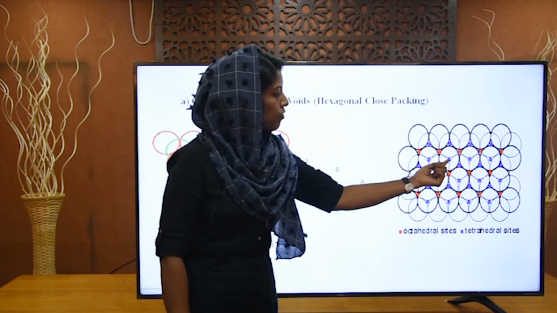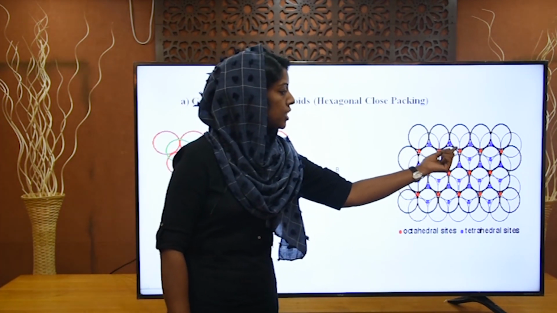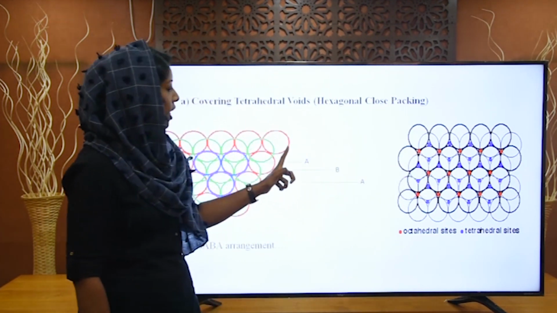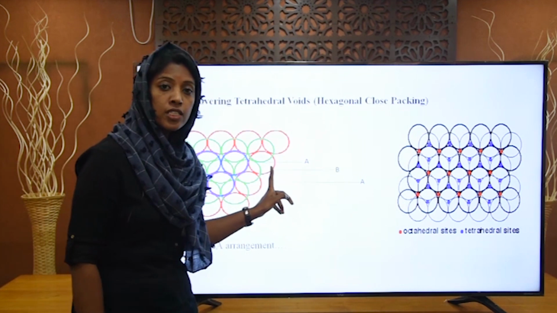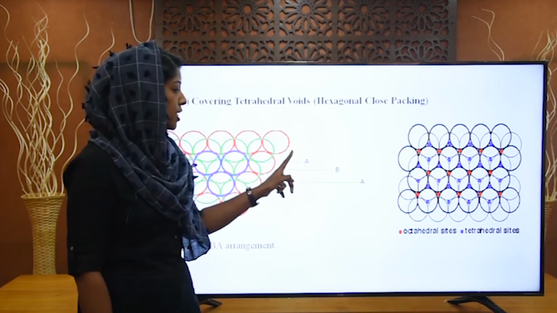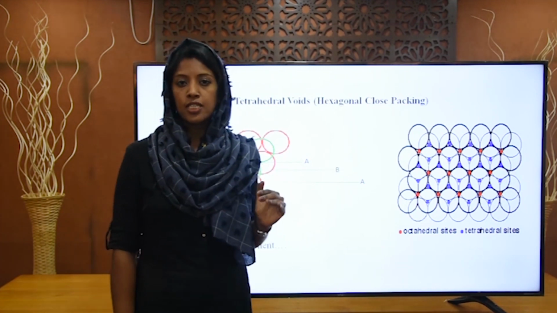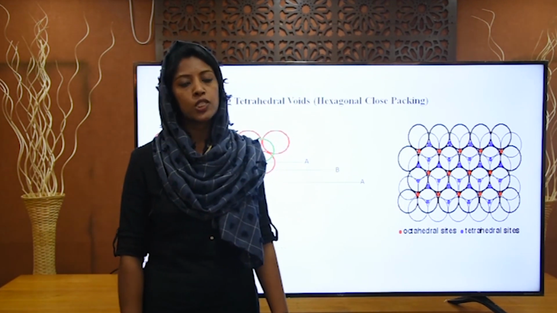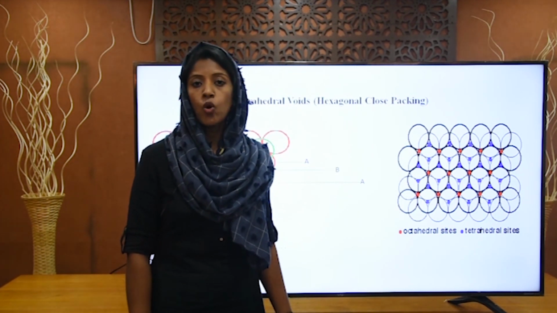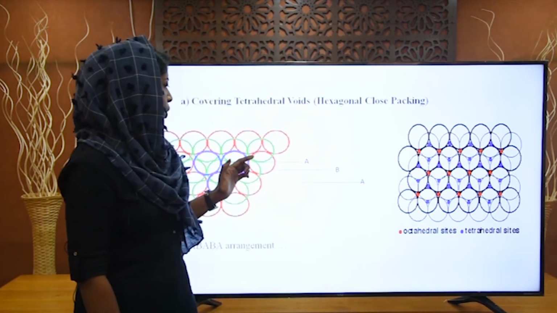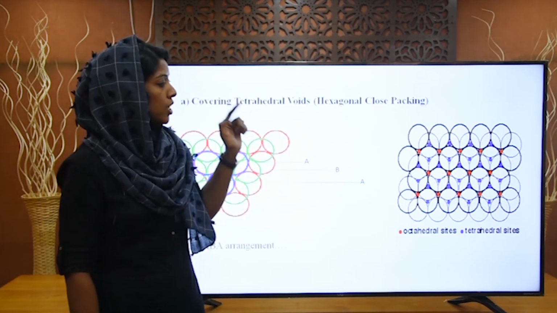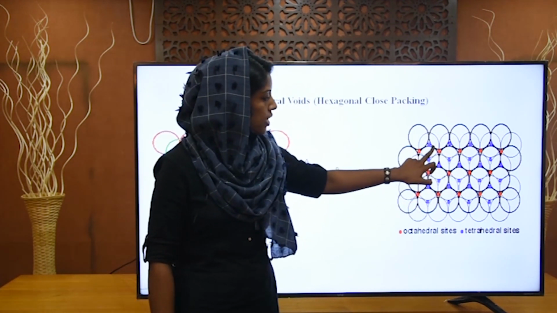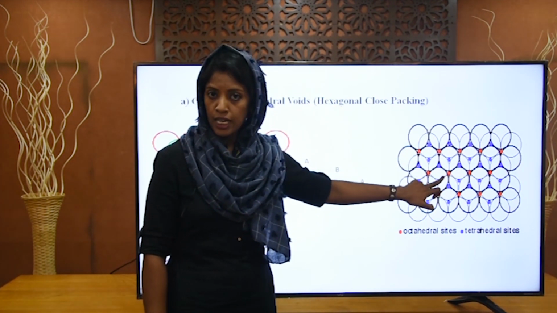Here this is the blue color. If I am putting the third layer above this circle, this will be the same as the A layer. So here the red one is A, the green one is B and the blue one is again A. So this has an AB arrangement. Another name for this is hexagonal close packing. In hexagonal close packing, the coordination number is 6 in the plane, as each sphere is in contact with 6 spheres from the A layer. Then this sphere is connected with 3 spheres from the B layer.